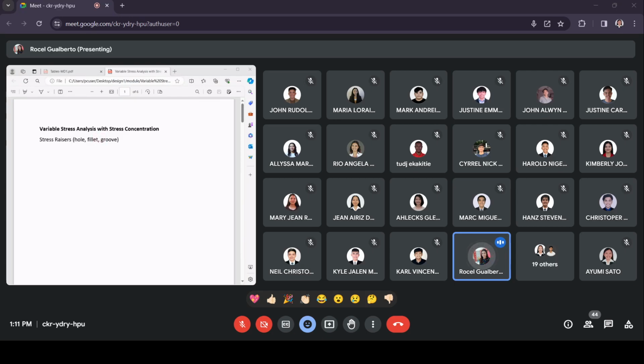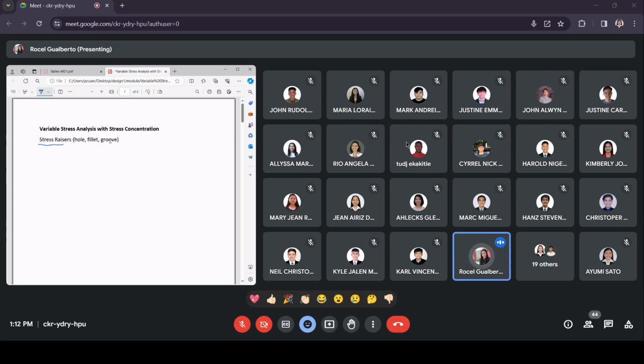So this is the second part of the variable stress analysis. This time it is with stress concentration. How do you know that the analysis is with stress concentration? It is when the member comes with a stress raiser. When we say a stress raiser, these are surface discontinuities wherein the stresses are concentrated on that area, making that area weak.